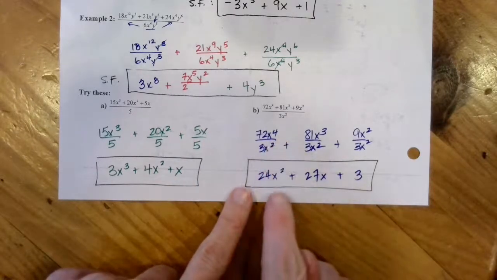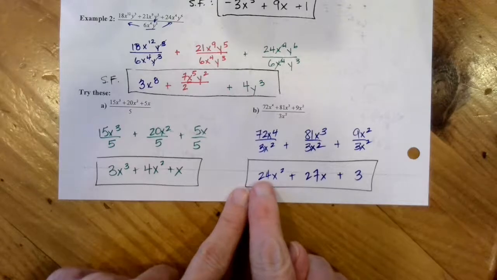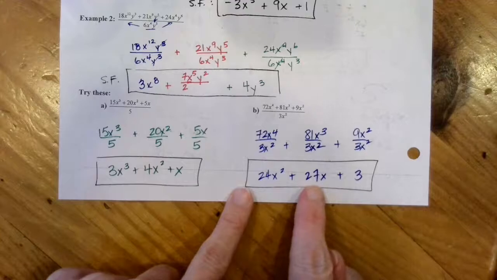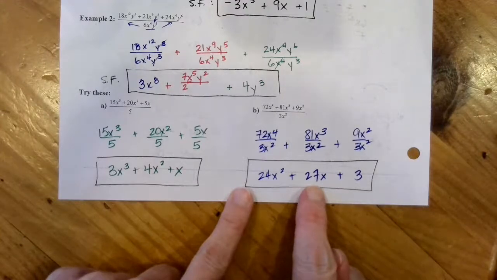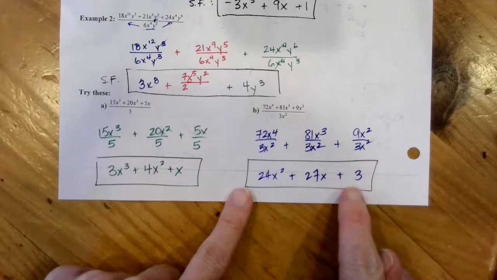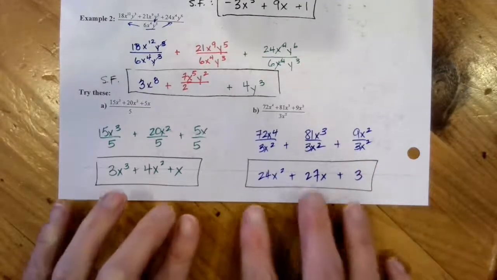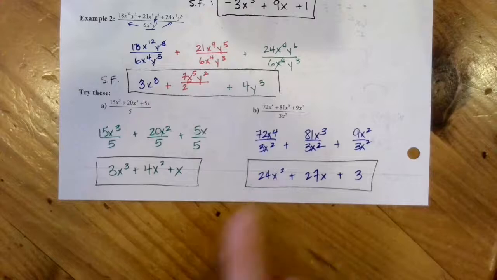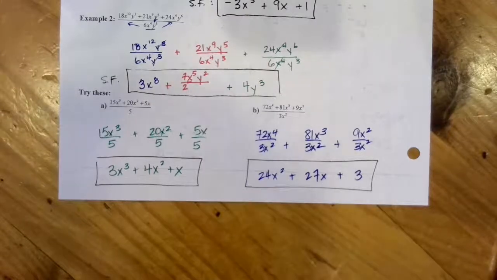72x to the 4th divided by 3x squared is 24x squared. 81x cubed divided by 3x squared is 27x's. My 9x squared divided by 3x squared is just my 3. Each of these answers is in standard form because I go from highest power down to lowest.